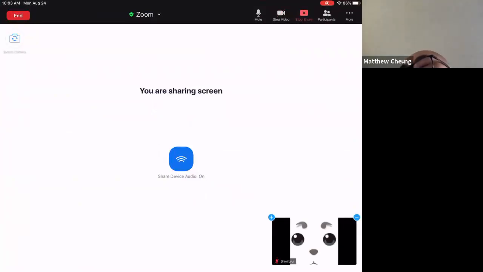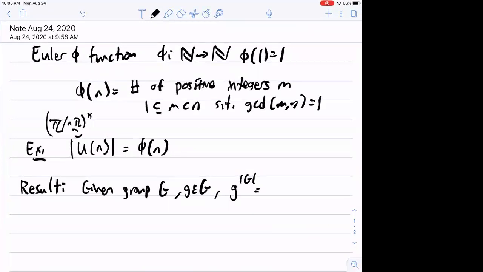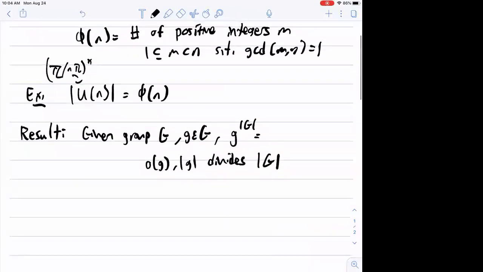So recall Lagrange's theorem: the order of g, which some books write like this, some books write like this, divides the order of G. So we could write the order of G as the order of g times k, but by definition of order, g to the order of g is e, and e to the k is just e. So this is just e.